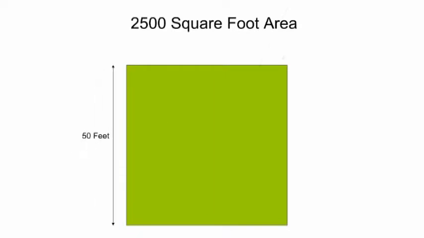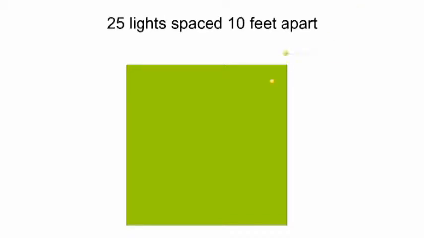Let's start with a simple example. Let's take a 2,500 square foot area and decorate it with lawn lights. 2,500 square feet lie within a 50 foot by 50 foot square, and this will serve as a good area to use for this demonstration. We'll start by decorating this area with 25 lights, spaced 10 feet apart.